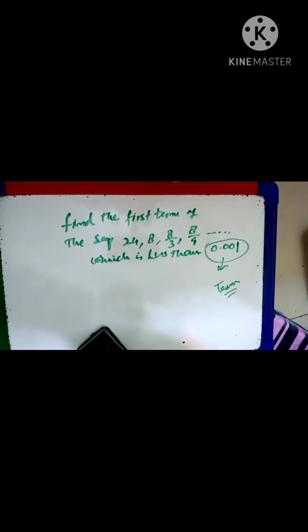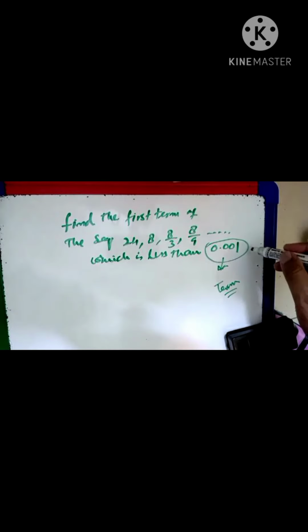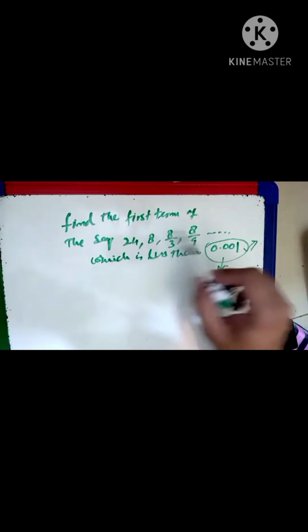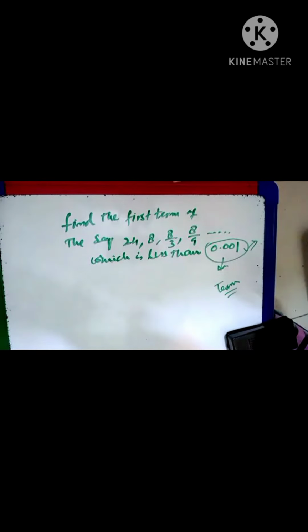You get my point? So first I have to find the first term, then I have to find which term will reach 0.001. That is the first term when the sequence reaches it. That first term I am asking. First term doesn't mean the first term of the sequence. It is the first term of the sequence at which our sequence will reach here. Okay.